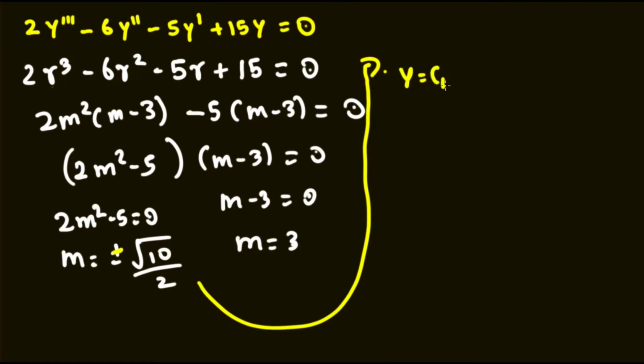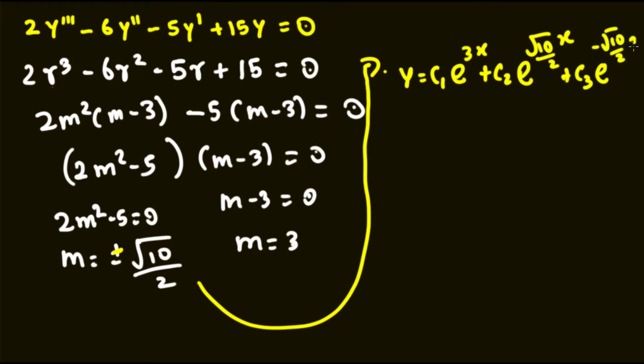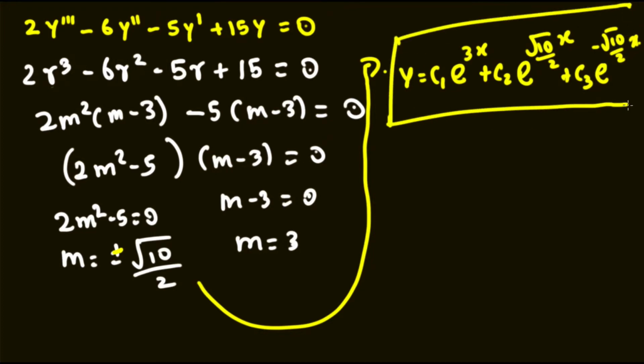First we put a constant c1 e power 3x, plus c2 e power whatever the value we got, we just have to multiply in the power by x. So here c2 e power, if I take the plus, that's going to be square root of 10 x divided by 2, and plus c3 e power minus square root of 10 divided by 2 x. Okay, so this is going to be our final general solution for this differential equation. Now let's go ahead and try another one.